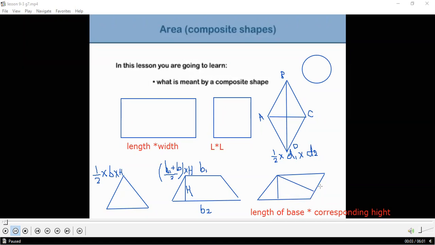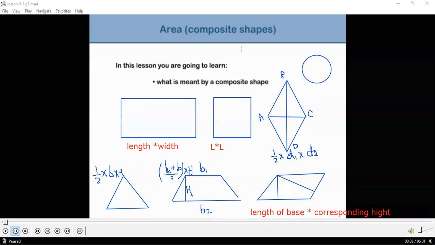And it should be perpendicular. So if I'm going to deal with the long base, we have a short height. If we are going to use the short base, we will use the long height. Okay, till now, grade 7? So this is just a brief review of how we calculate the area for each figure. Our lesson today is composite shapes.